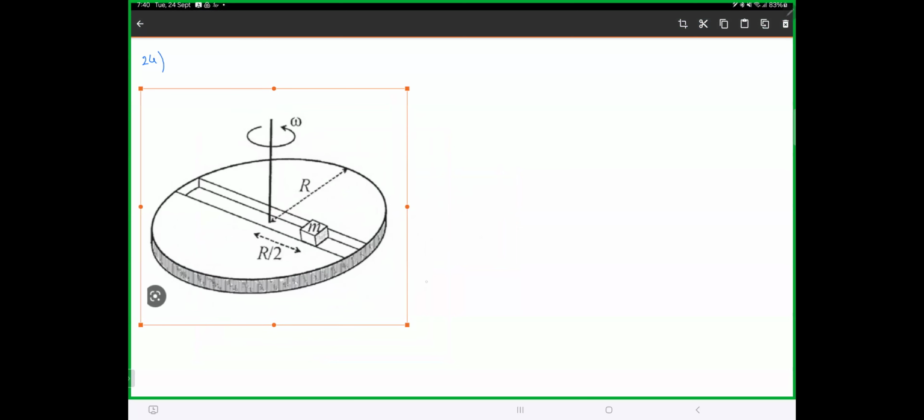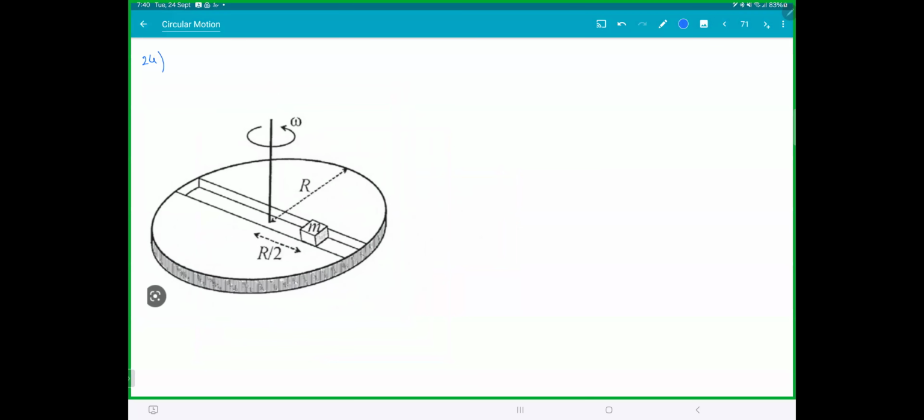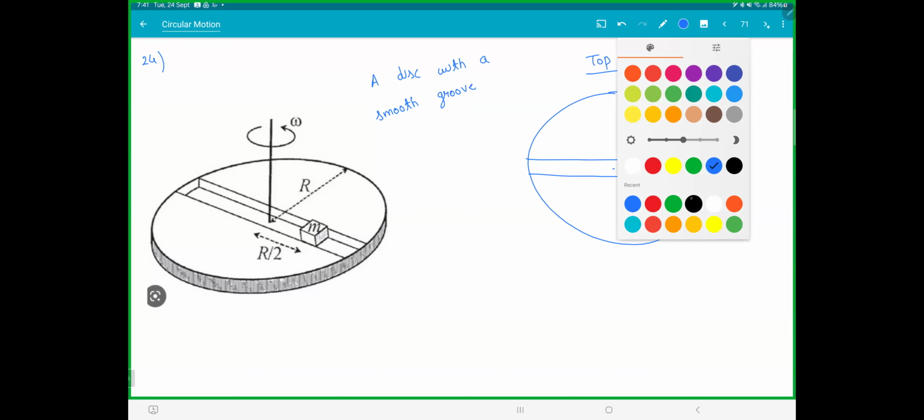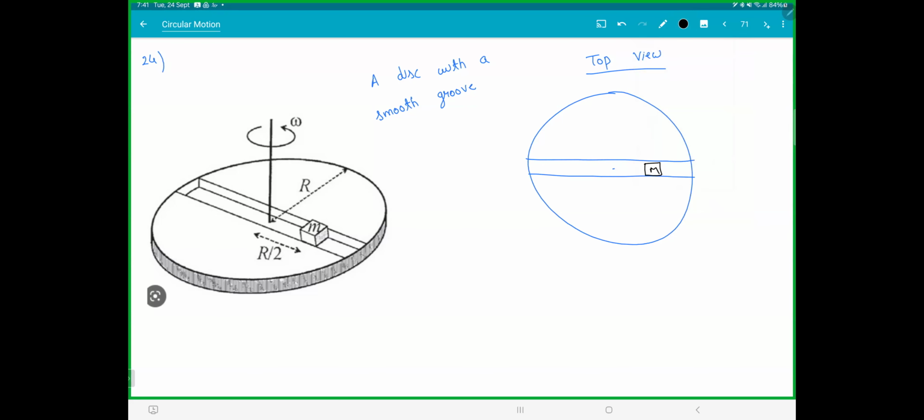There, we got a disc here with a groove. This is a disc with a smooth groove. Meaning top view, if you look at it, basically you made a small groove in this thing, a hole kind of thing, and inside that you kept a block of mass m. Initially the distance is r/2, and then you started rotating this whole setup with omega.